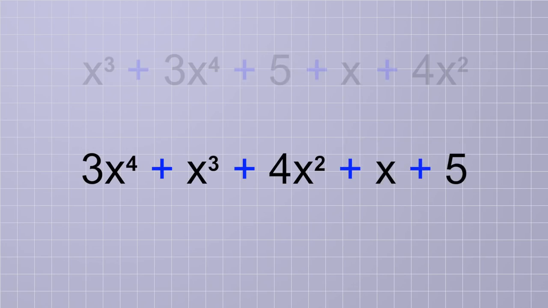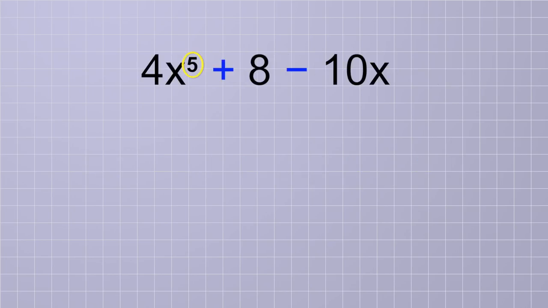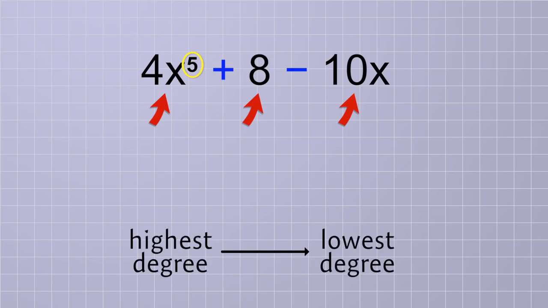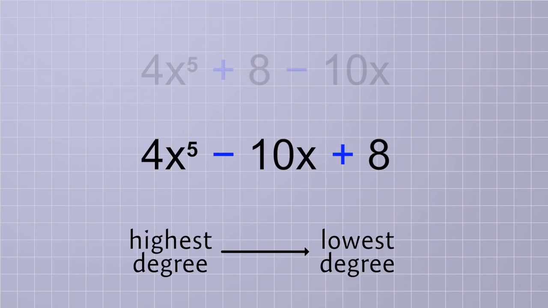But of course, not every polynomial has a term of every degree. This is a 5th degree polynomial, but it only has 3 terms. We should still put them in order from the highest to the lowest, even though it has terms that are missing. So, the 4x to the 5th should come first, and then the minus 10x, and finally, the plus 8.